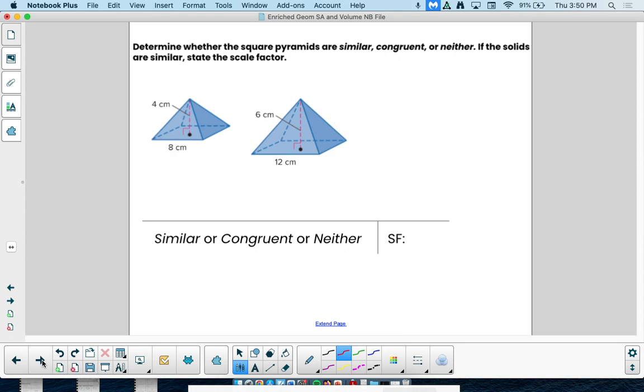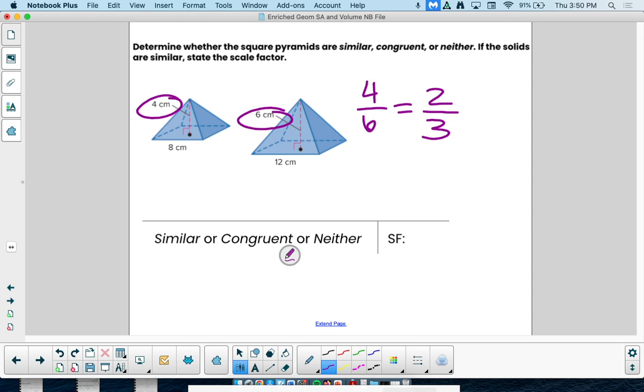So our first little bit here, we're just deciding if these pyramids or solids are similar, congruent, or neither. And if they are, what's their scale factor? We just have to match, right? Here's the height of this pyramid. It matches with the height of the bigger one. So 4/6. Get it as a decimal or reduce. That would reduce us to 2/3.